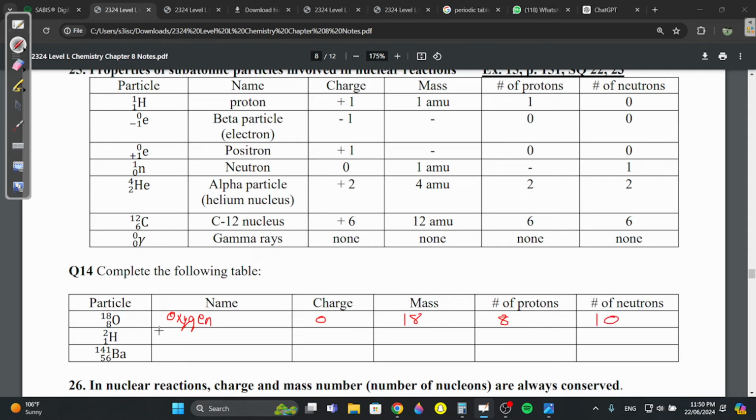Then here, this is called deuterium. We don't say hydrogen, we call it deuterium. Its charge is obviously 0. Its mass is 2. Its protons are 1, and its neutrons are also 1 because 2 minus 1. Here, this is barium. Its charge is 0. Its mass is 141. Its protons are 56. Then for neutrons, you subtract them and you get 85. Let me check if this is correct though.